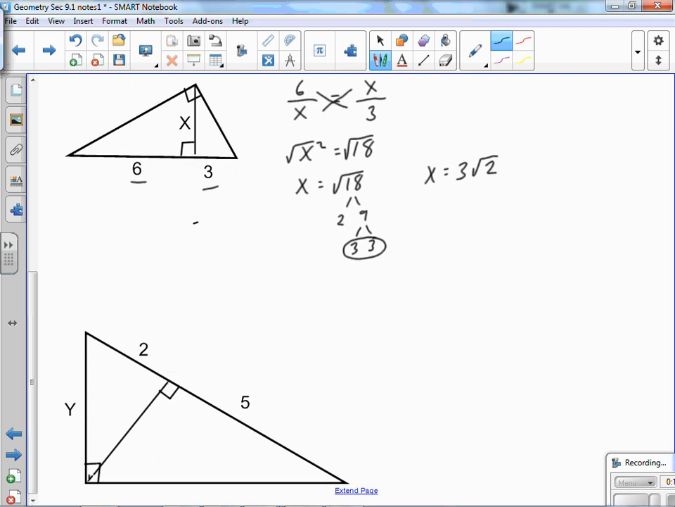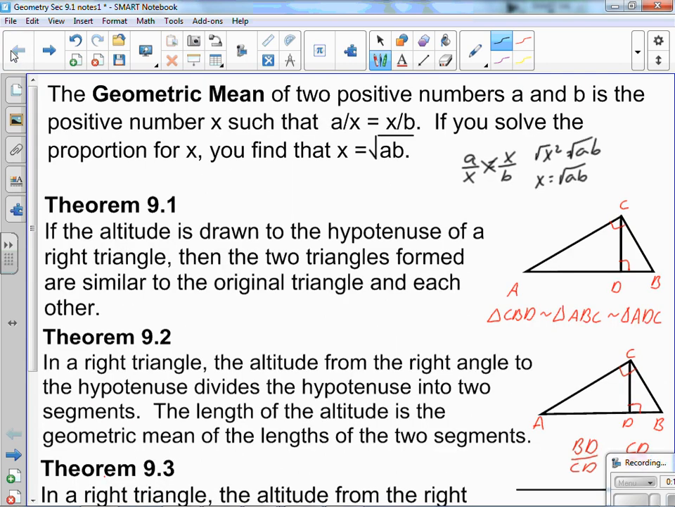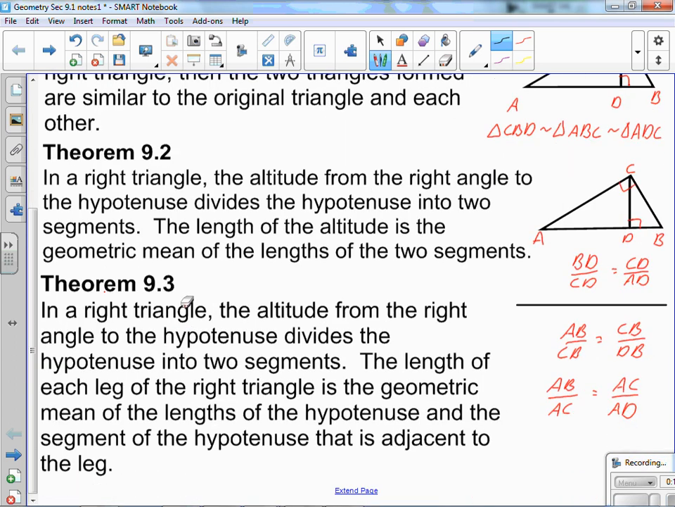All right, so this one had an altitude with the 2 parts of the hypotenuse. This time we don't have an altitude, we have a leg, which takes us back to theorem 9.3. In a right triangle, the altitude from the right angle to the hypotenuse divides the hypotenuse into 2 segments. The length of each leg of the right triangle is a geometric mean of the lengths of the hypotenuse and the segment of the hypotenuse that is adjacent to the leg. So the leg is the geometric mean.